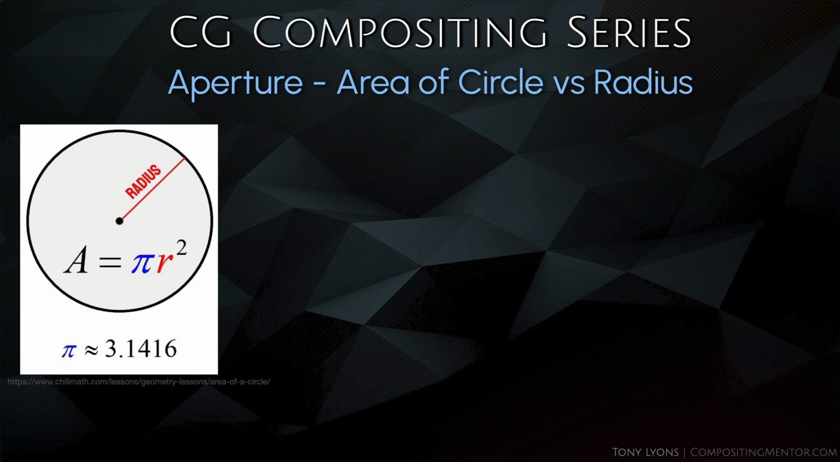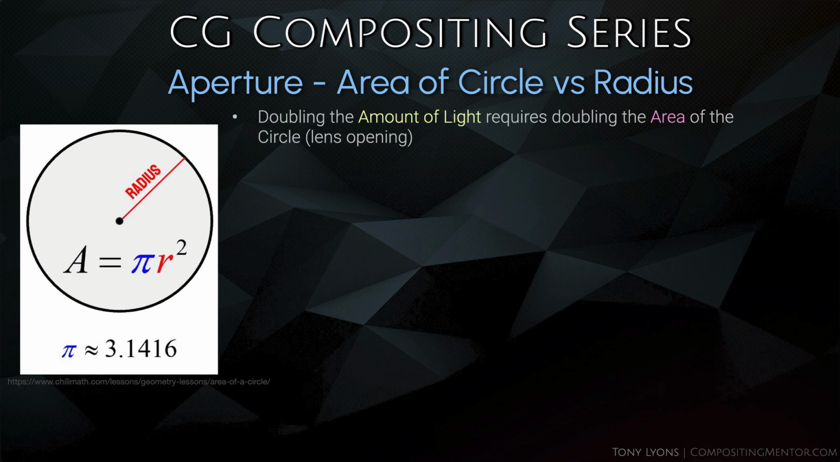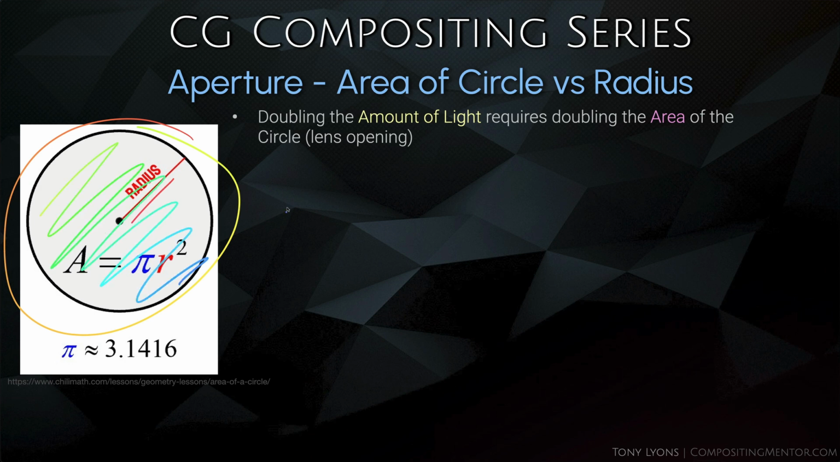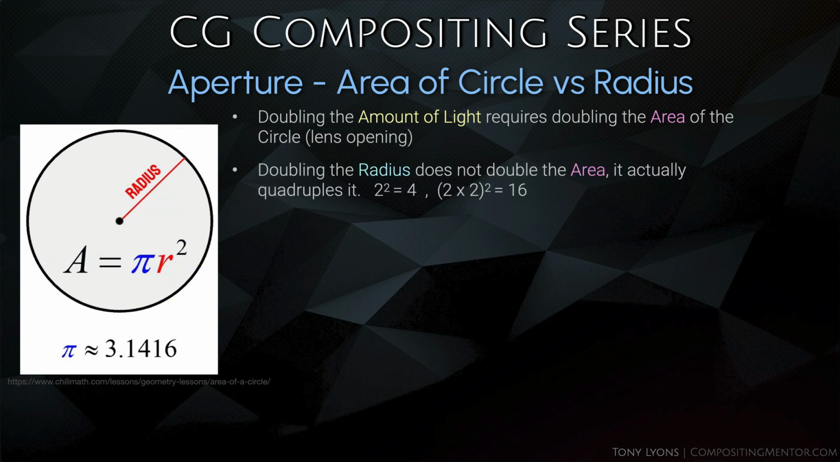But the aperture is referring to the light going through the hole in the camera, right? So if we want to double the amount of light that is reaching our sensor, we have to actually double the area of the circle. The area is not the radius, it's not the circumference, it's what fits inside of the circle, right? And if we take a time machine back to math class, doubling the radius of a circle does not actually double the area. It actually quadruples it because it's squared, right? So 2 squared is 4, and 4 squared is 16, or 2 times 2. So when we double the radius, we're actually quadrupling the area each time.